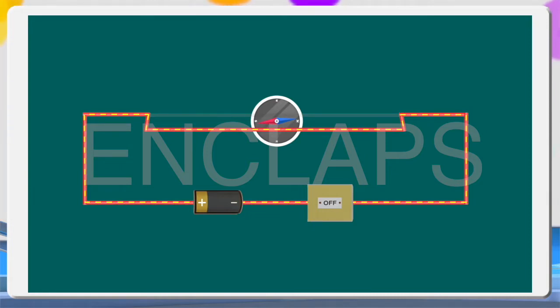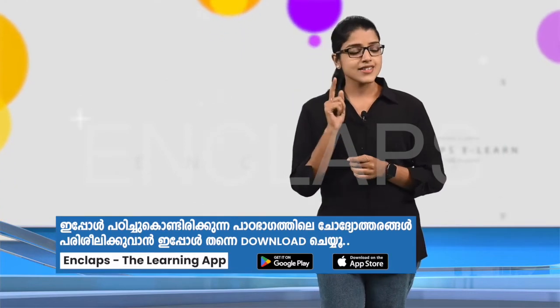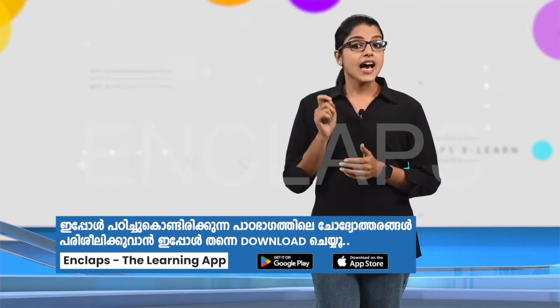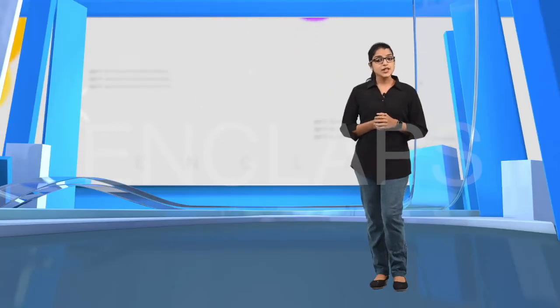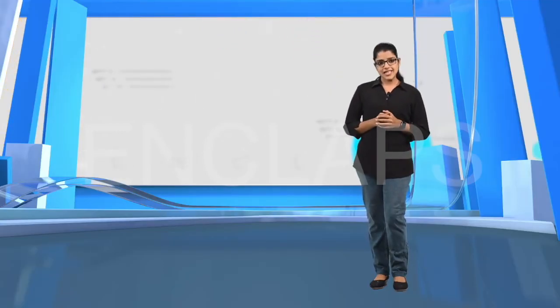The magnetic needle has its own magnetic field. Now, when the switch is turned on, current flows through the wire. This develops a magnetic field around the wire. Here, we have two magnetic fields at the same time and at the same place. As a result of the mutual action between the two magnetic fields, the needle deflects. This is the reason for the deflection of the magnetic needle.